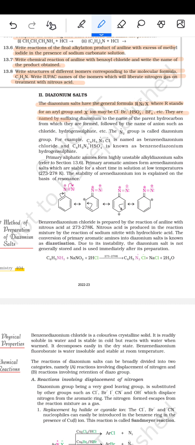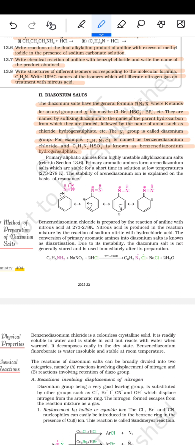They are named by suffixing diazonium to the name of the parent hydrocarbon from which they are formed, followed by the name of the anion such as the chloride, hydrogen sulfate etc. The N2+ group is called the diazonium group. For example, C6H5N2+Cl- is named benzene diazonium chloride and C6H5N2HSO4 is known as benzene diazonium hydrogen sulfate.